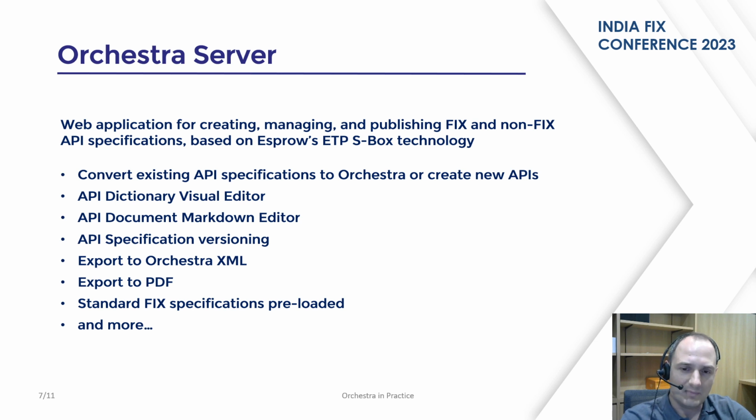You can also easily edit and browse your specifications. The machine-readable part, which we call dictionary, can be managed using a user-friendly visual editor. The human-readable part, which we call document, can be created using the Markdown format. And of course, you can version your API specifications. You can export them into machine-readable formats such as Orchestra XML or human-readable formats such as PDF. And Orchestra server already comes with the standard FIX specifications preloaded, and they are also updated regularly when new versions are released. We will see during the demo practical examples of those features.